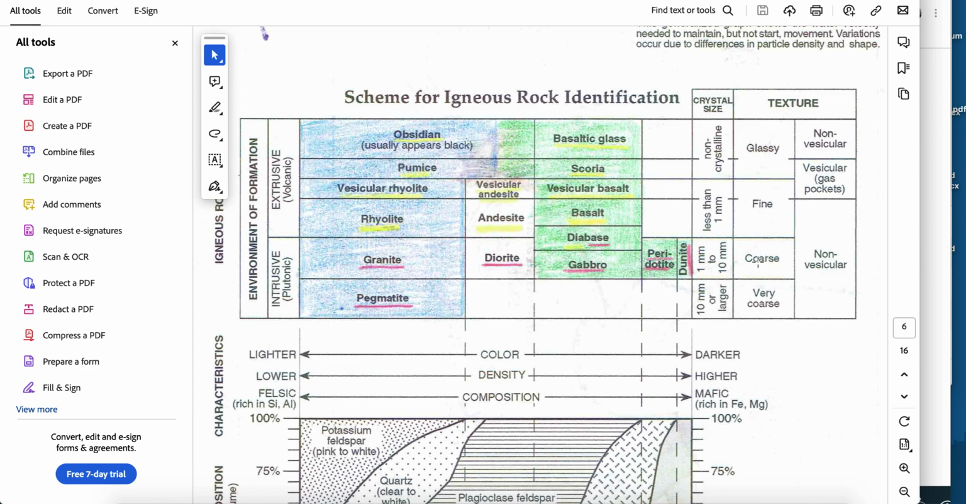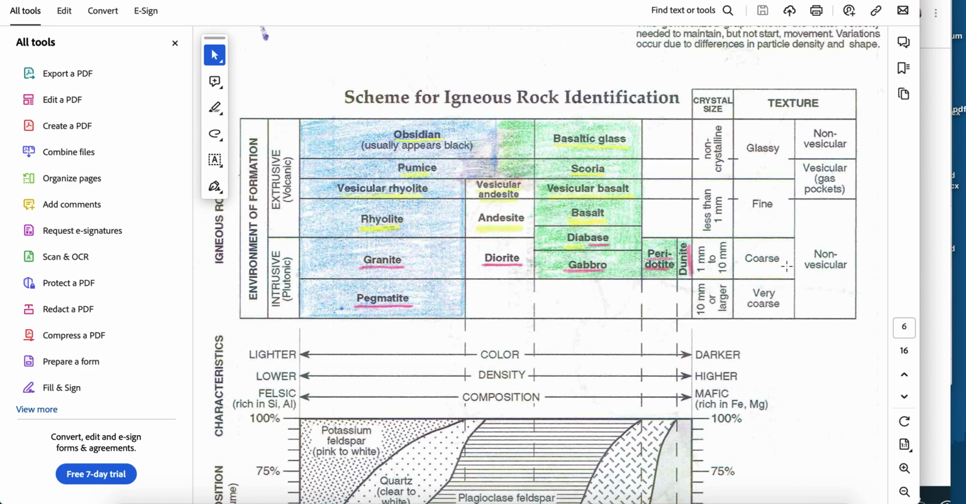Then you have your intrusive rocks. All right, here is your intrusive line. Anything below this line, these are all intrusive rocks. So we have a total of 1, 2, 3, 4, 5, 6, maybe 6.5. Right, diabase can be both. Your extrusive rocks, you have 1, 2, 3, 4, 5, 6, 7, 8, 9, 10 and a half. You have a lot more extrusive rocks on here than intrusive rocks.